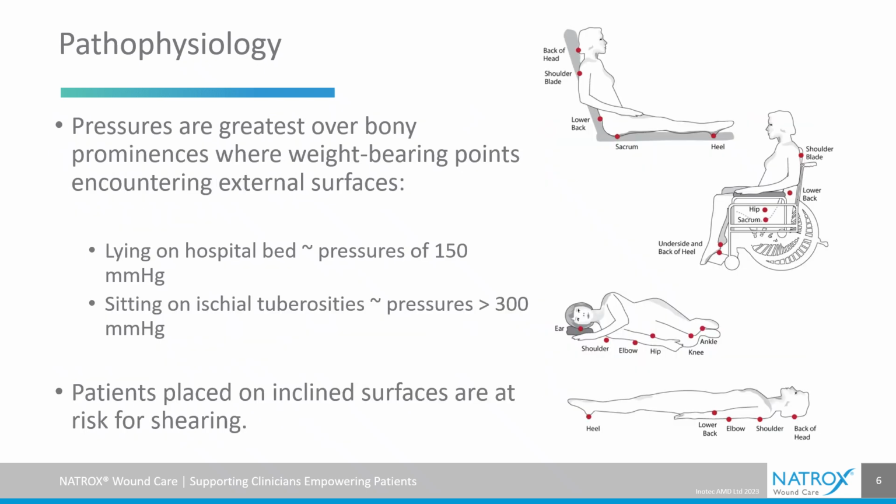Pressures are greatest over bony prominences where weight-bearing points encounter external surfaces, such as lying on a hospital bed. Approximately pressures in this region can be 150 millimeters of mercury. Sitting on the ischial tuberosity can translate into pressures over 300 millimeters of mercury. Patients placed on inclined surfaces are at a greater risk for shearing forces.